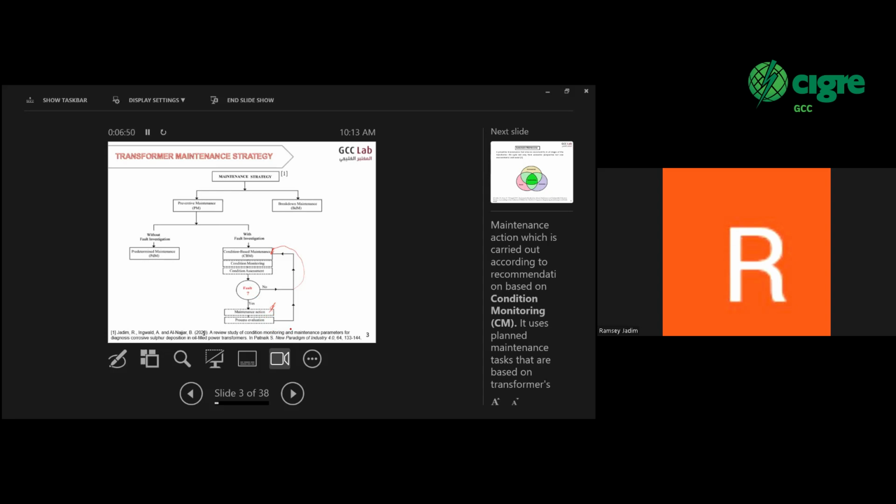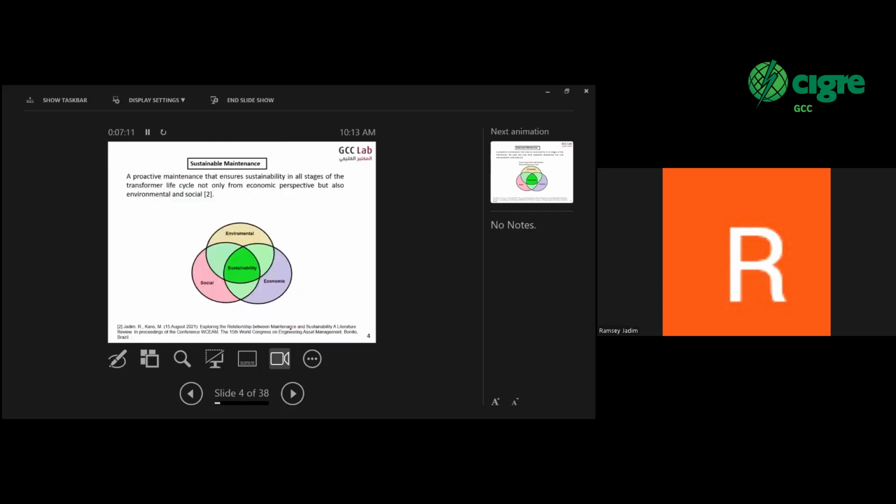This one is published, one of my articles. I have many articles regarding transformer maintenance, and this is one of them. By the way, if anyone needs my articles, I can send them, or I can give the link for this later. The new maintenance is called sustainable maintenance.